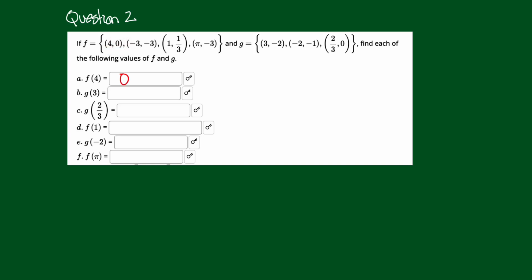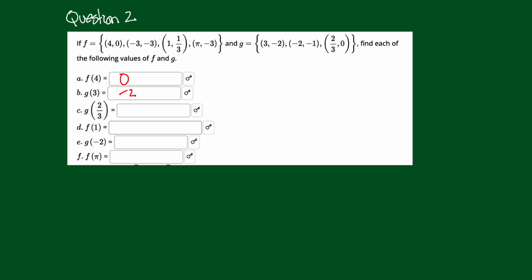Now, what's part B? In part B, you're looking at the g function. All right, g is over here. And what are you putting in? We're going to put in a 3. So locate the g function, locate a 3. There's a 3. So what do you get back out? You get back out a negative 2. No computations.